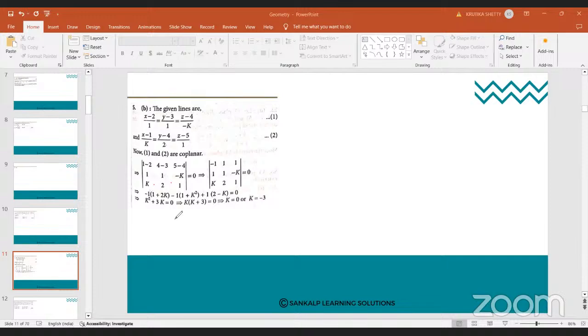On expanding and simplifying, we get k into k plus 3 is equal to 0. So k is equal to 0 or k is equal to minus 3. Out of the given options, option B is the right option. Okay, next question.